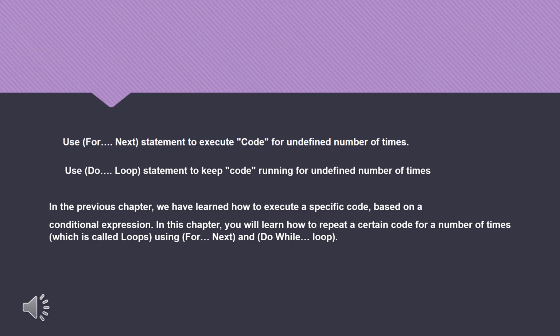In the previous chapter, we learned how to execute specific code based on a conditional expression. In this chapter, you will learn how to repeat a certain code for a number of times, which is called loops, using For Next and Do While loops.